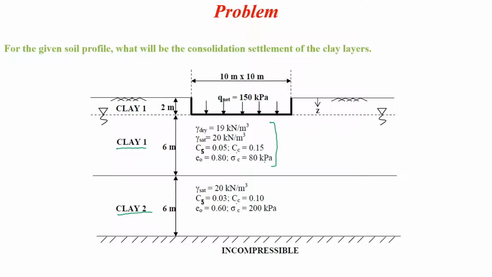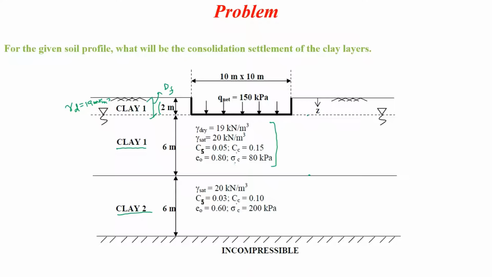For this we have been provided with the information of dry unit weight. This top 2 meter is the depth of foundation, Df is 2 meter, and the unit weight of the dry soil is 19 kilonewton per meter cube. The saturated unit weight is given as 20, and other factors are: Cs, the swelling index, is 0.05, the compression index is this one, e naught is the initial void ratio of the soil, and sigma dash c is 80.